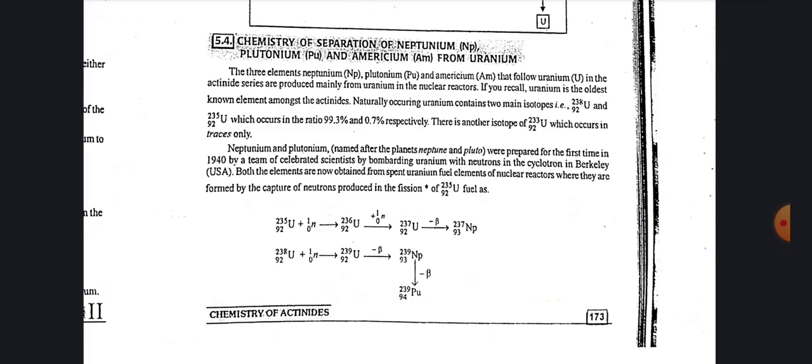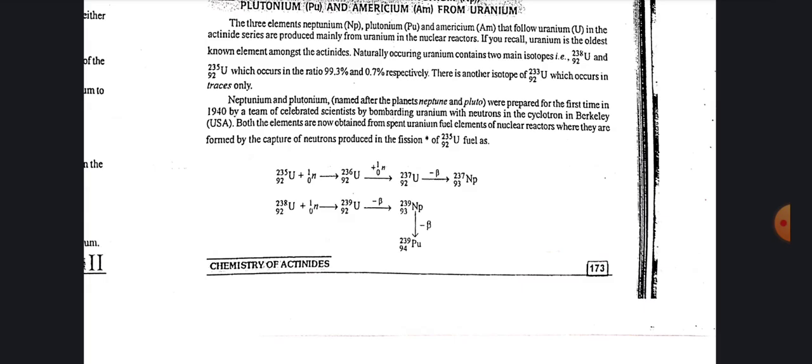Chemistry of separation of neptunium, plutonium, and americium from uranium. The three elements neptunium, plutonium, americium that follow uranium in the actinide series are produced mainly from uranium in the nuclear reactors. If you recall, uranium is the oldest known element amongst the actinides. Naturally occurring uranium contains main isotopes uranium-238 and uranium-235, which occur in the ratio 99.3 and 0.7%. There is another isotope which occurs in traces only.